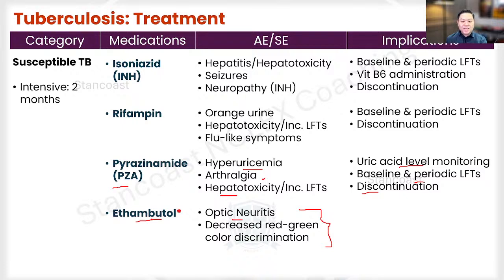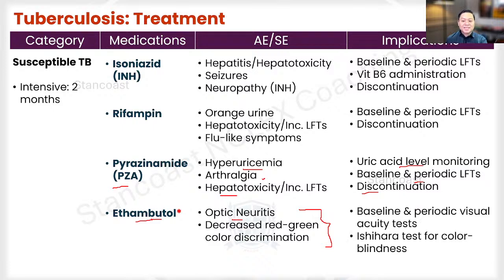And what we need for this patient before we initiate the treatment, and while they are undergoing the therapy, is at least baseline and also periodic visual acuity testing, along with the use of the Ishihara test for color blindness. Okay, so that's all about ethambutol. Let's move forward here.